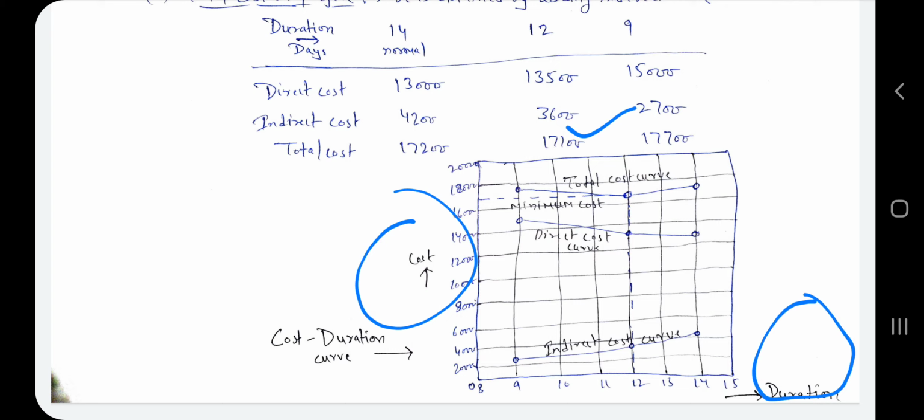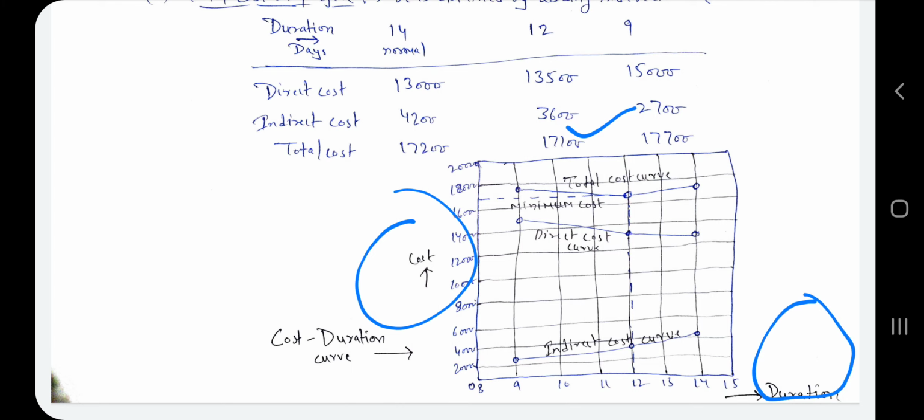Now the direct cost curve is at 13,000, 13,500 and 15,000. So here we show at 9, 12 and 14, and same we show for the indirect cost curve. So this is the cost duration curve. In this way we have to show the relationship between direct and indirect cost. So in this way we have to solve the problem of crashing of networks.